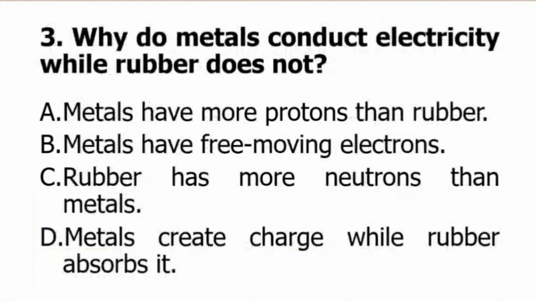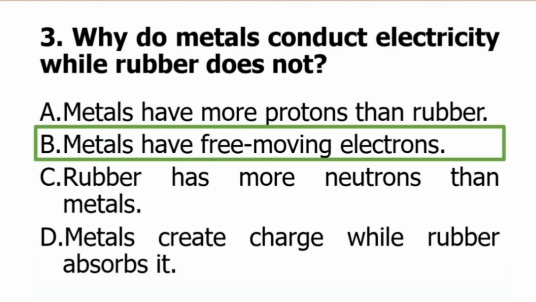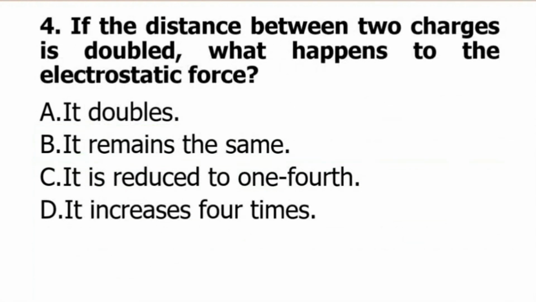For number 3, why do metals conduct electricity while rubber does not? Again, pause. Is it A, B, C, or D? The correct answer is letter B. Metals have free moving electrons. This is because metals have free electrons that allow for charge movement, while insulators like rubber do not have free electrons.